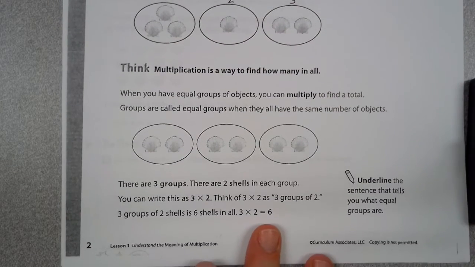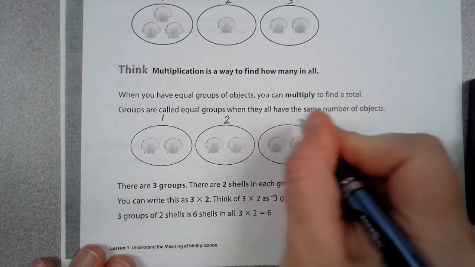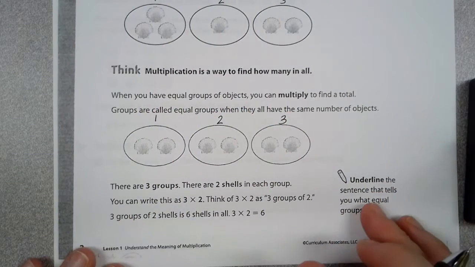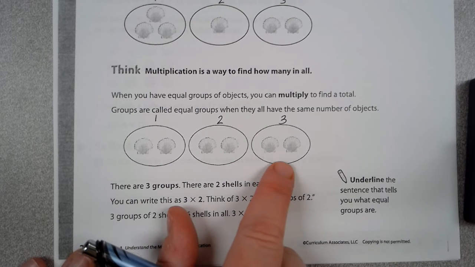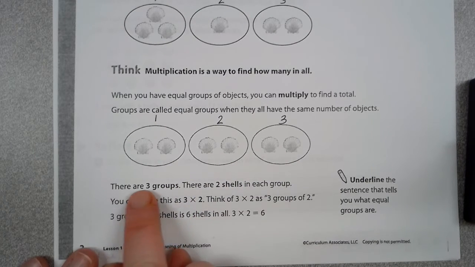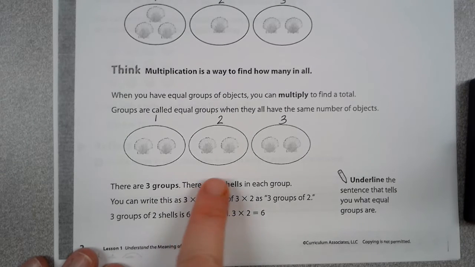Okay, let's think of this. When you have equal groups of objects, you can multiply to find the total. The groups are called equal groups when they all have the same number of objects. So group 1, group 2, and group 3 are called equal groups because they have the same number of objects in each group, which is 2, like we said up there. So we would write 3 groups times 2 objects equals 6. So 3 groups of 2.